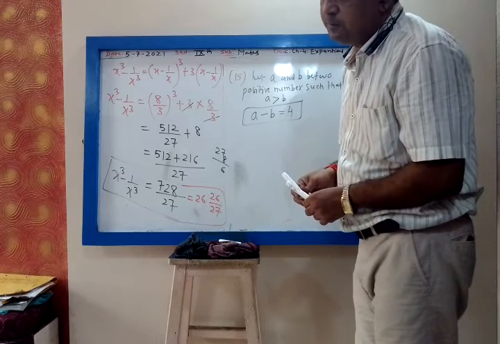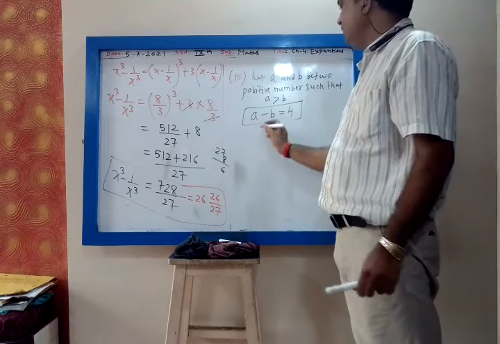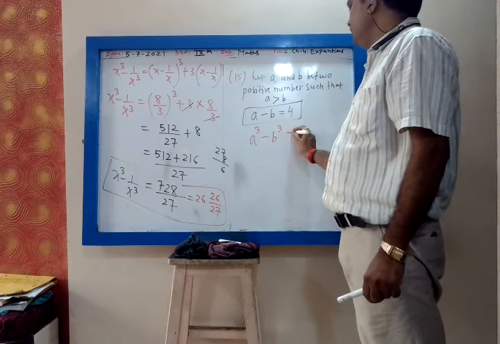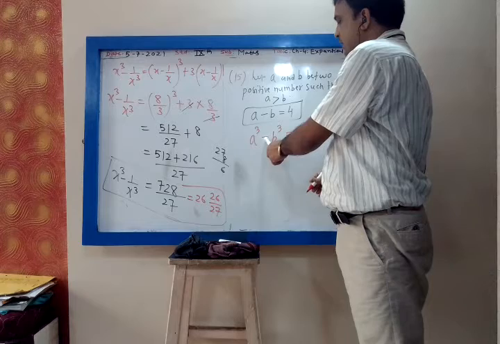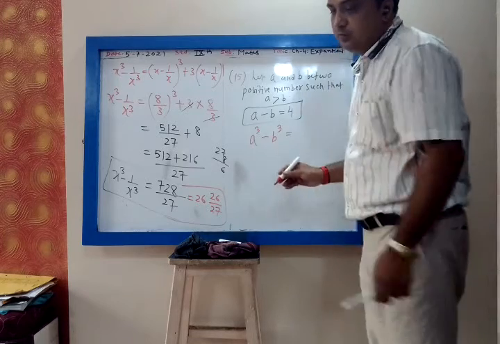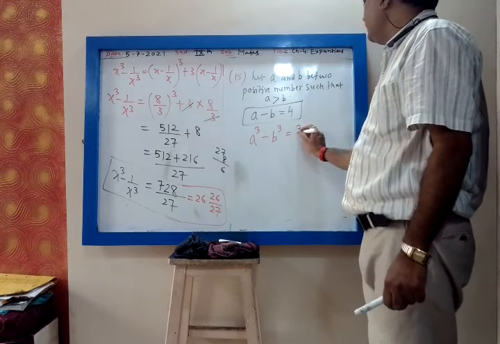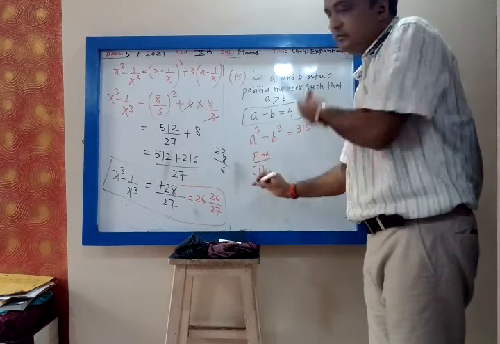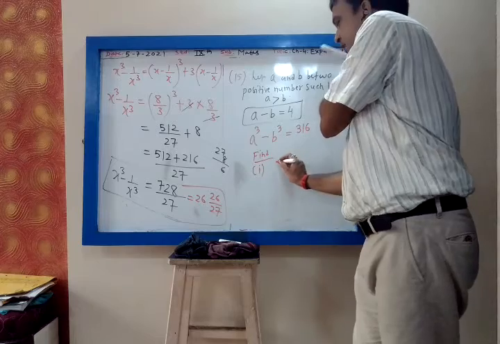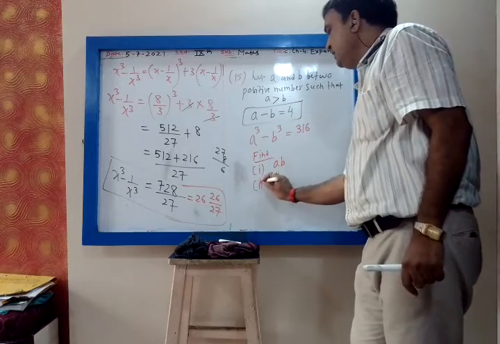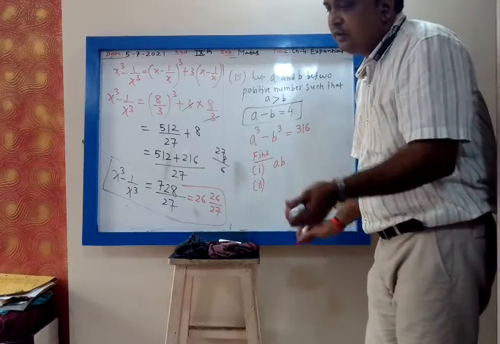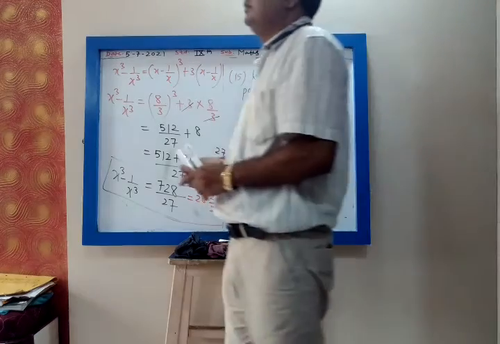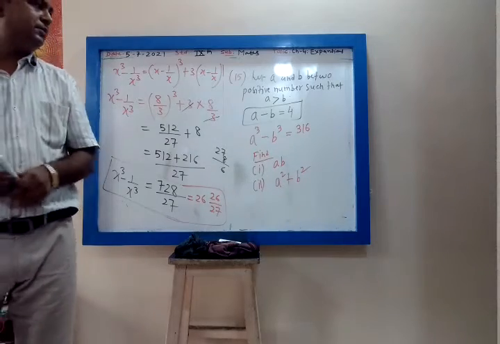The difference between their cubes is 316. Difference means minus: A cube minus B cube is 316. Find, first, their product. Product means you have to find AB. And second, find the sum of their squares. Means you have to find A square plus B square.